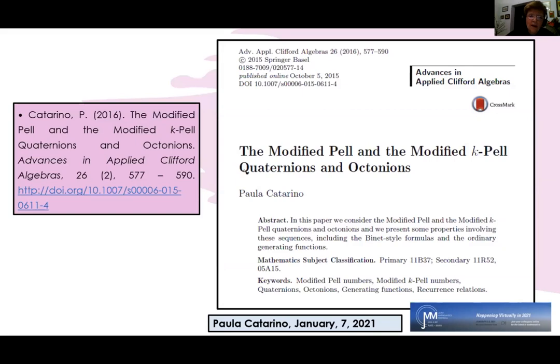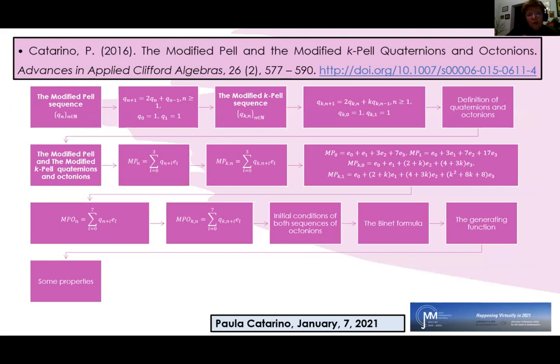As before, I have the screen of the abstract of the first paper, and also the path that I followed to arrive at this sequence. So we consider the modified Pell sequence, which has this recurrence relation. Then we consider a generalized sequence of modified Pell, and we introduce some integer k in the recurrence relation. Using again the definition of quaternions and octonions, we get this sequence of quaternions and octonions that I have studied in this research paper.